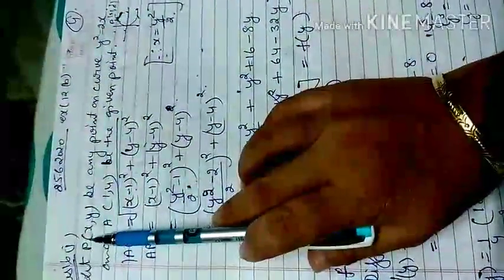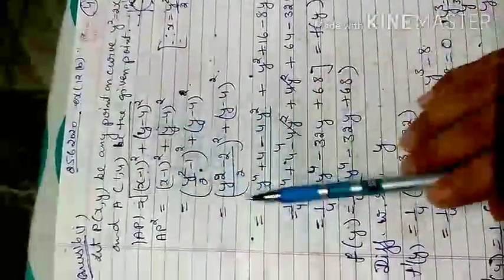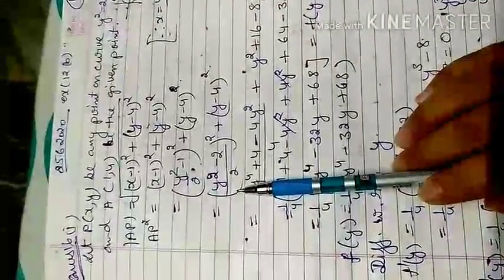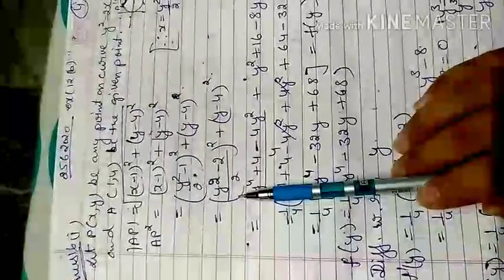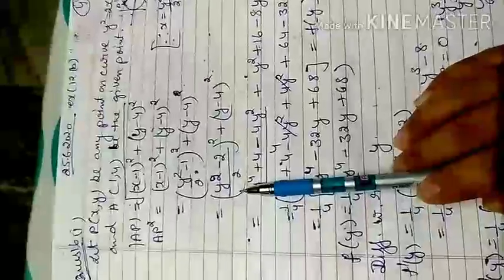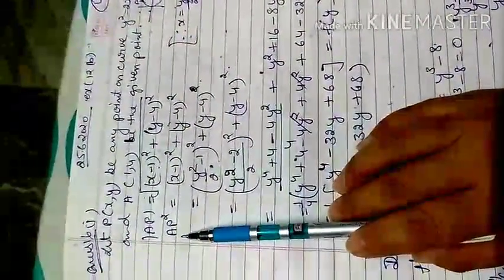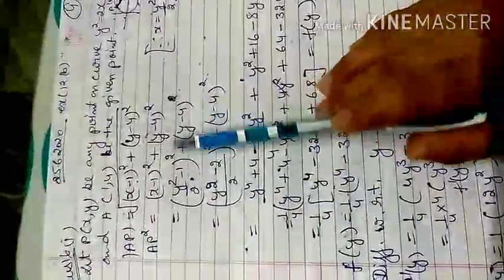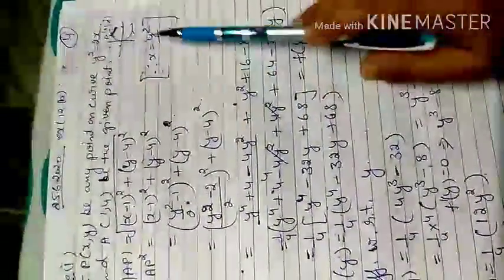So we consider our point on the parabola as P(x, y) and A is (1, 4). Apply the distance formula: square root of (x minus 1) whole square plus (y minus 4) whole square. The distance is the square root of the sum of the squares of the differences of the x coordinates and the y coordinates. Now if AP is the shortest distance, then its square is also the shortest. To cancel the square root, we square both sides. Now in place of x, from the curve y square is equal to 2x, we extract x, that is y square by 2.